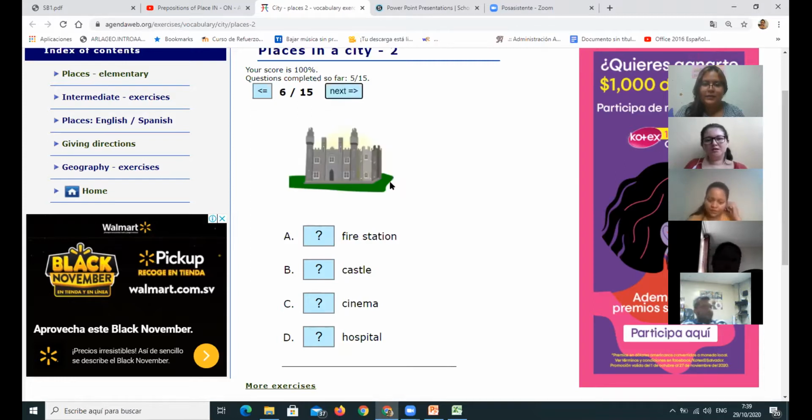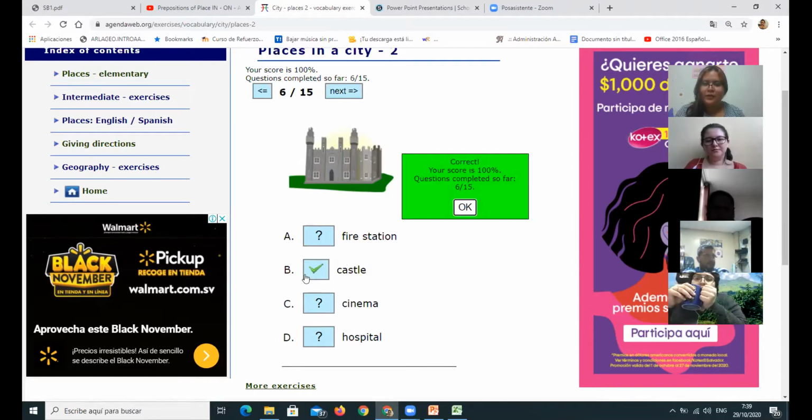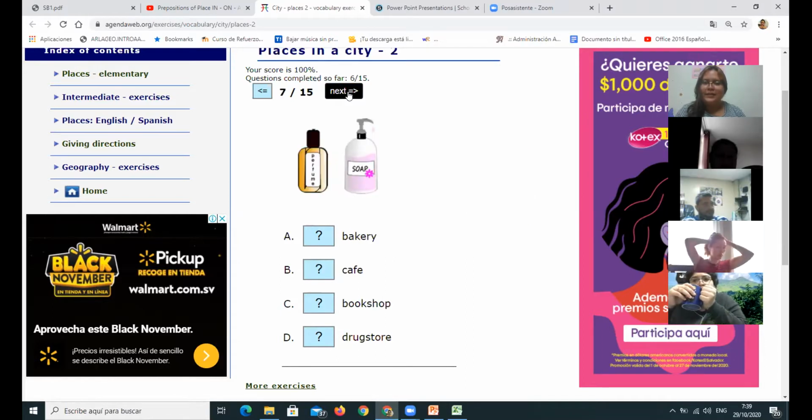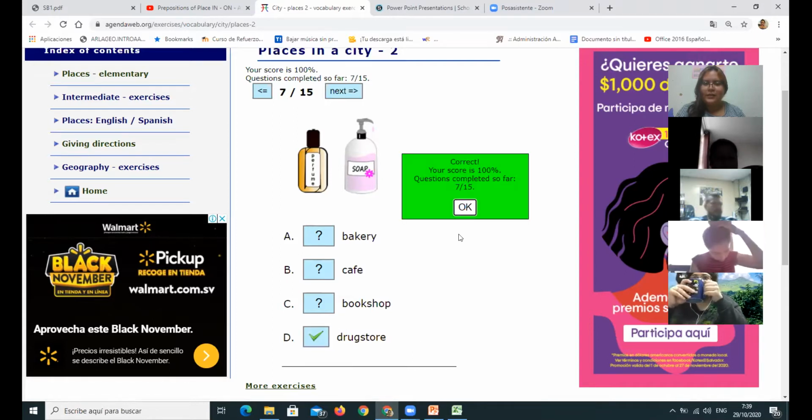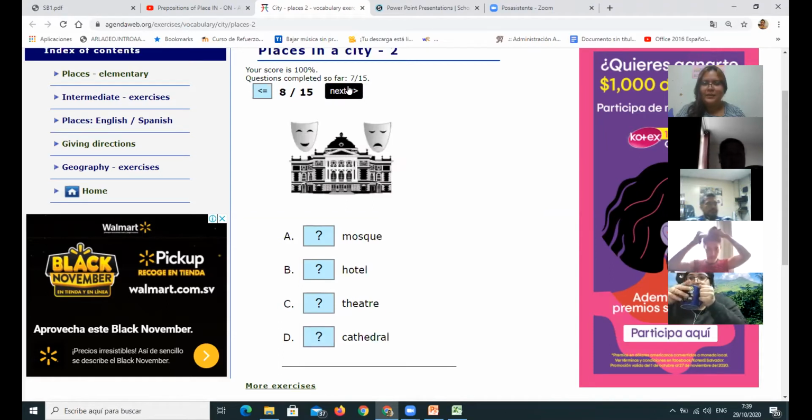Castle. Yep. Castle. Yes, we are not going to pronounce the letter T. Castle. Number seven. Drugstore. Okay, drugstore. Yes, yes. Number 8.